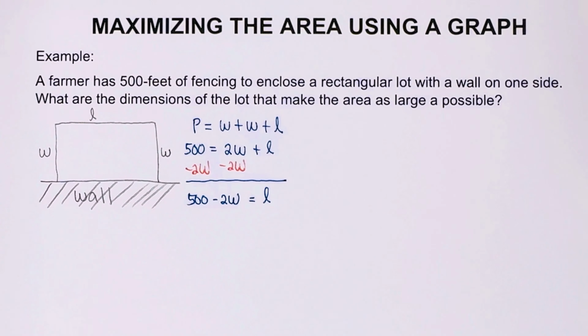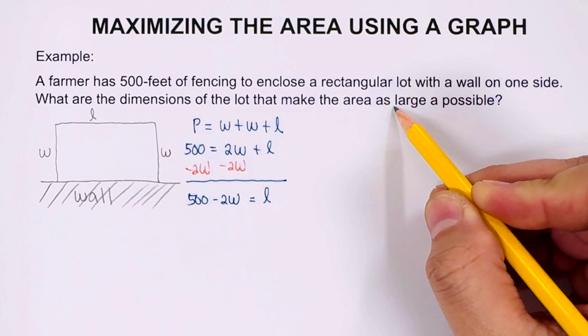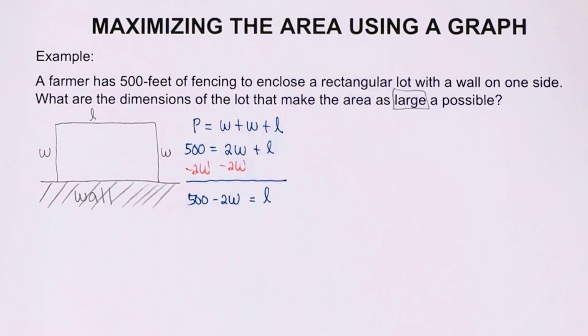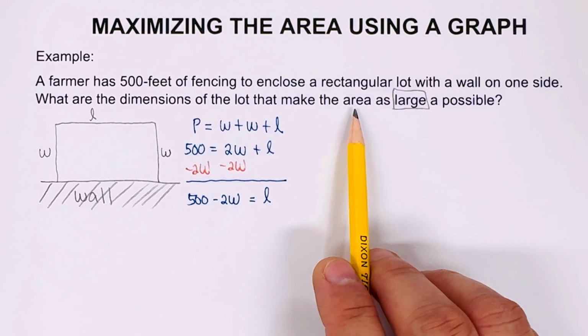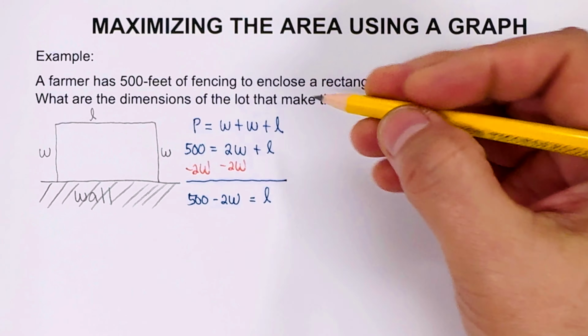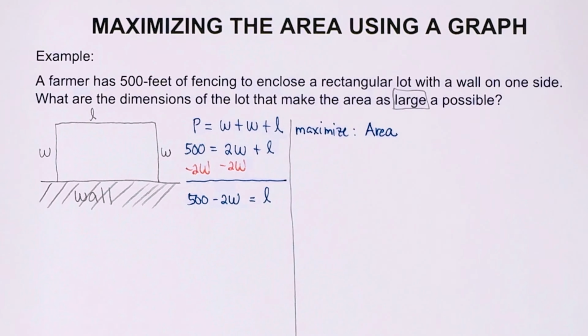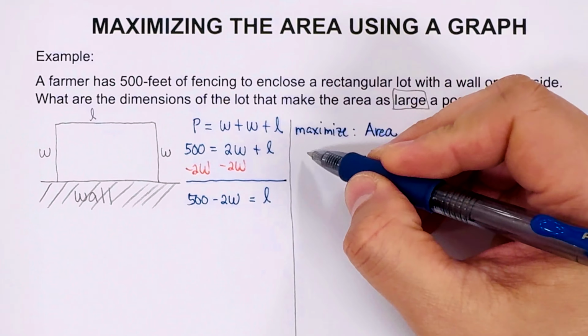Now we are going to determine the quantity that we need to maximize in this problem. In this case, we see the word maximize. We're using the word maximize here because we see the word large. And the quantity that we need to maximize based on this problem is the area. So we want to make the area as large as possible. I'm just going to go ahead and write that up here. The formula for the area of this rectangular lot is length times width.